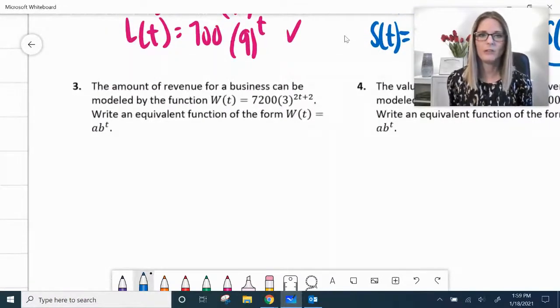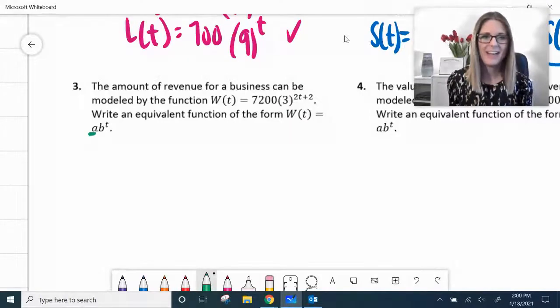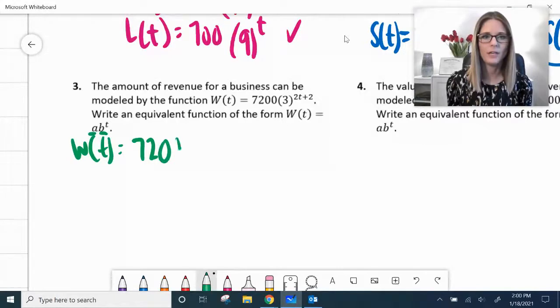Number 3, the amount of revenue for a business can be modeled by the function W of t equals 7,200 times 3 raised to the 2t plus 2. Write an equivalent form of W of t equals A. Green. A, so I get a coefficient whole number, and then I want a base with an exponent of t. So let's write our problem. 7,200 times 3 raised to the 2t plus 2.